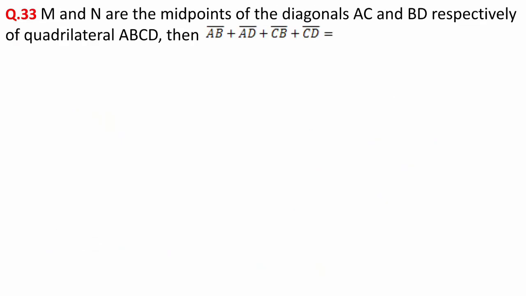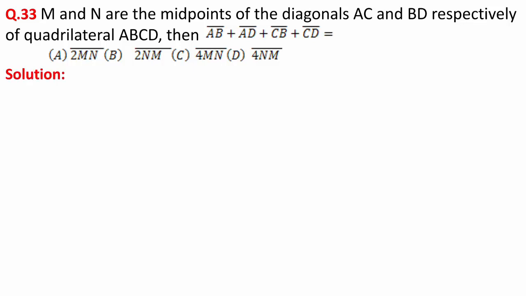Question 33. M and N are the midpoints of diagonals AC and BD respectively of a quadrilateral ABCD. Then vector AB plus AD plus CB plus CD is. Options are A vector 2MN, B vector 2NM, C vector 4MN, and D vector 4NM.